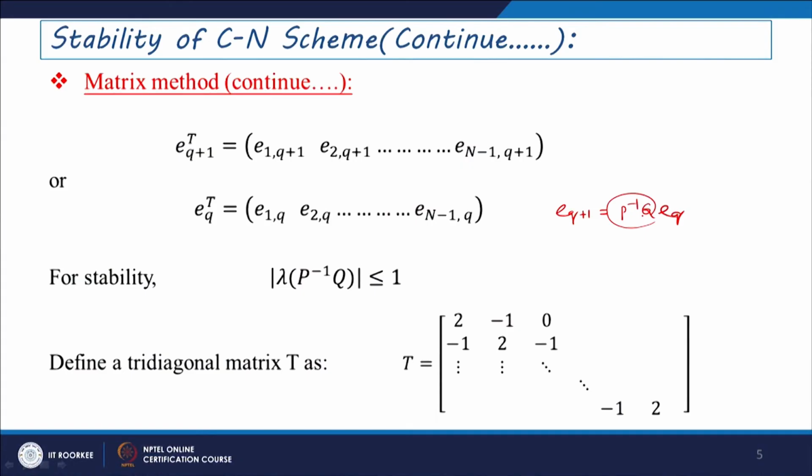And that's why, if you take the stability of these schemes, we can write this as the multiplication, since here this matrix is formed, we have written it in terms of A. So I am writing this as A here. A is nothing but P inverse Q for this system of equations here. And for the stability of this scheme, we can write that lambda of P inverse Q should be less than or equal to 1.